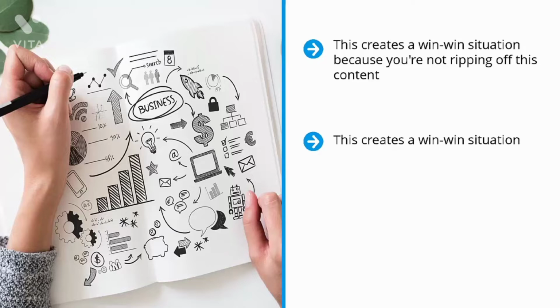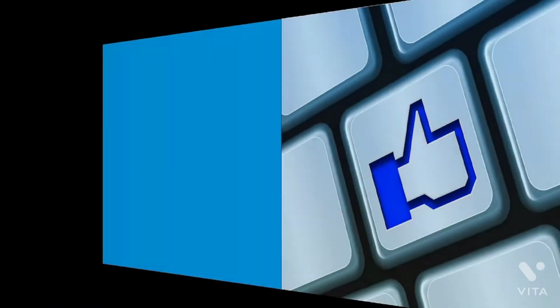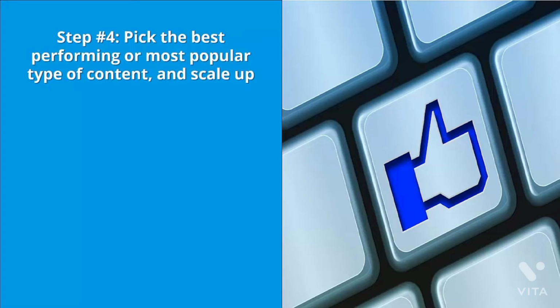The publishers of this content get traffic. You get to build credibility because you're sharing information that your target audience members would actually be interested in, and this leads to the possibility that they would like your page. Once you have built up enough page likes, you can then start sharing your own content, which leads to direct traffic to your website. Step number 4, pick the best performing or most popular type of content and scale up.